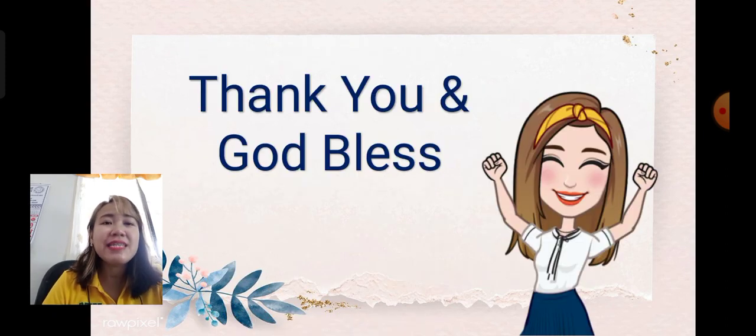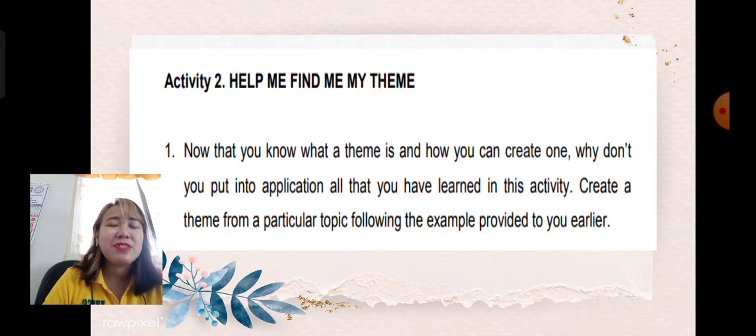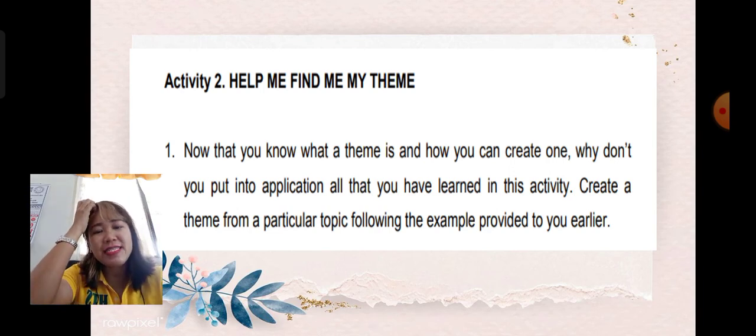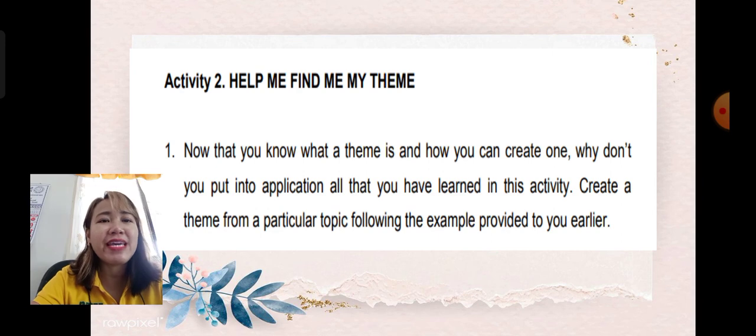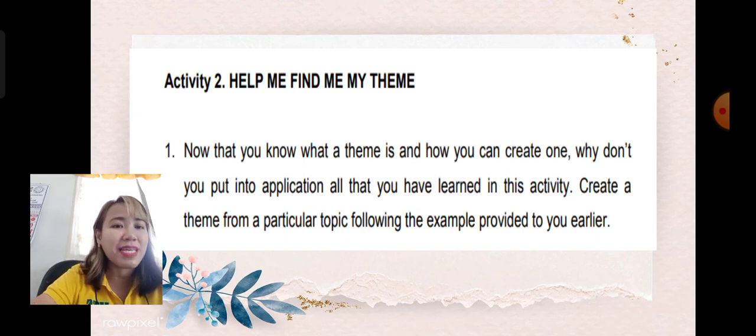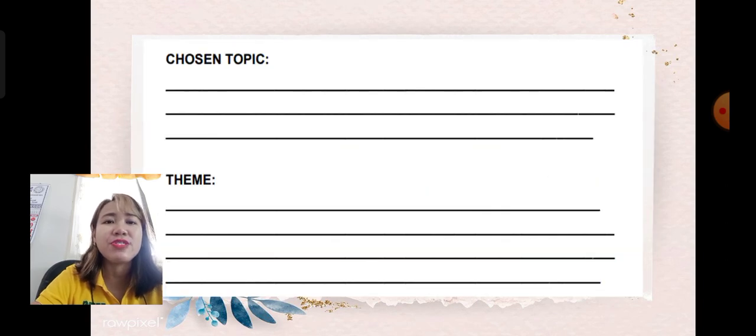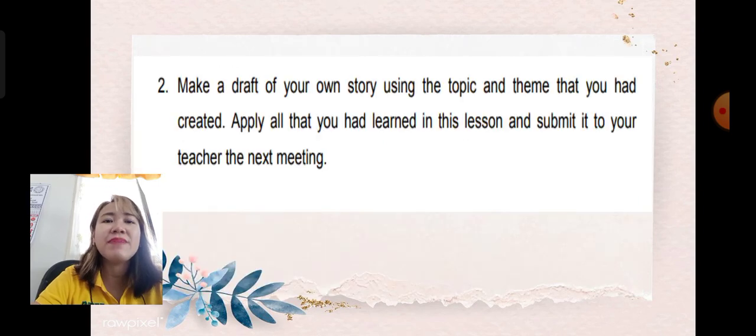So, I hope you're really listening to our recorded discussion and yung effort ko din, at least I know pwede nyo balik-balikan itong topic na to. So, I give you an activity. Of course, after the discussion, meron tayo activity. So, help me find my theme. So, now that you know what a theme is and how you can create one, why don't you put into application all that you have learned in this activity, create a theme from a particular topic following the example provided to you earlier. So, ano yung chosen topic ninyo, and then what is the theme. So, very simple lamang ito mga anak.